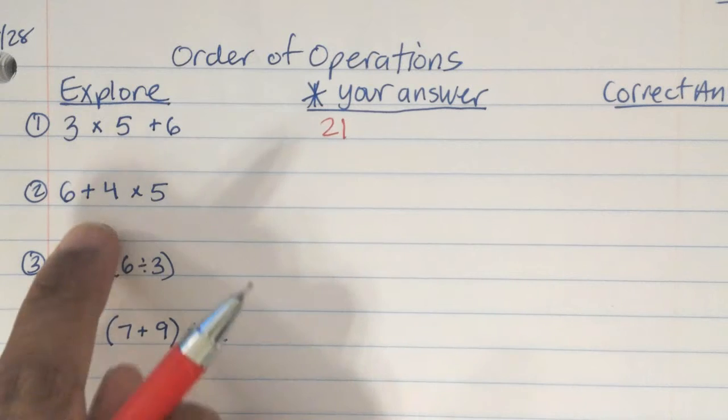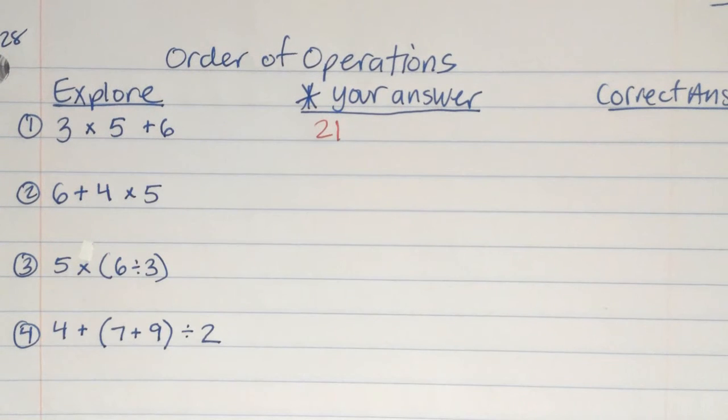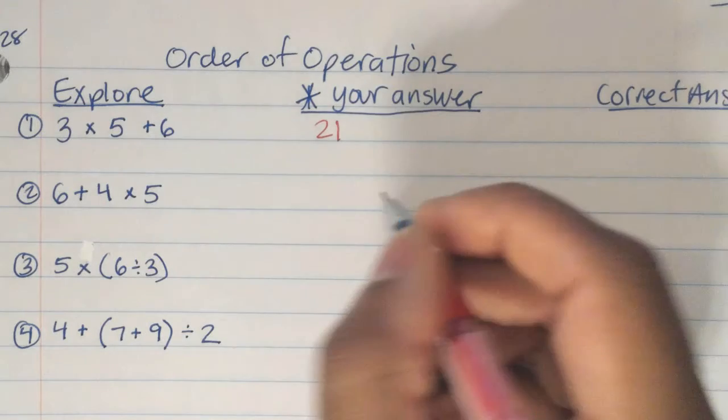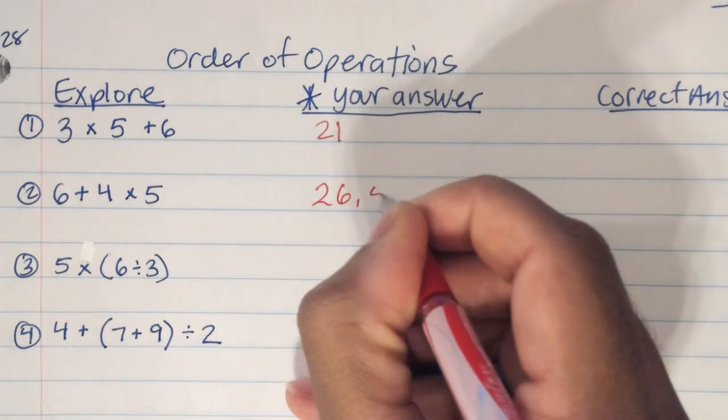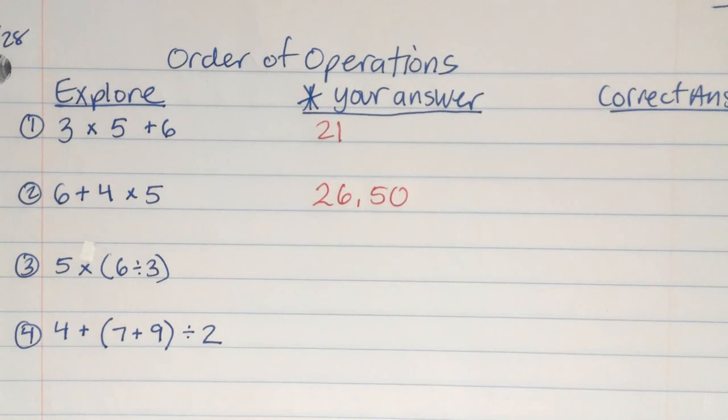2. Go ahead and type in the chat. What did you get for 6 plus 4 times 5? 6 plus 4 times 5. What did you get for your answer? If you got something different, you can go ahead and write that also. No problem. Okay, cool. So I got 2 answers so far. I got 26 and 50. Anything else? Keep typing in the chat what you think it may be.